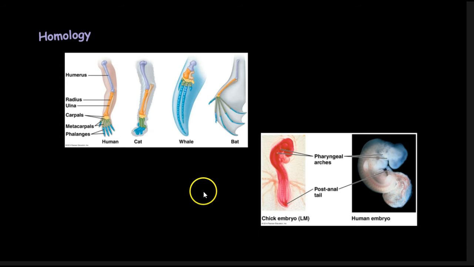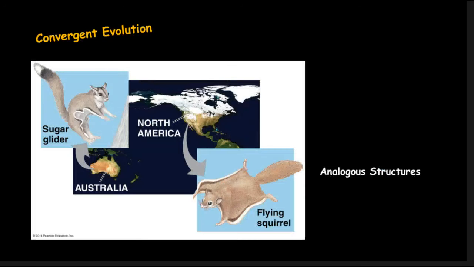Now, you can also have anatomical homologies in embryos, as we see here between the chick and the human. They both have pharyngeal arches, they both have a postanal tail, but as they develop, those structures can develop into different things. But because they both possess them in the embryo, they are thought to have a remote common ancestor.